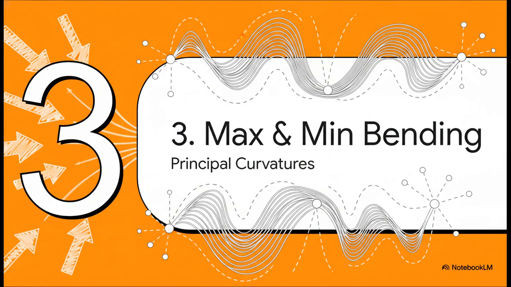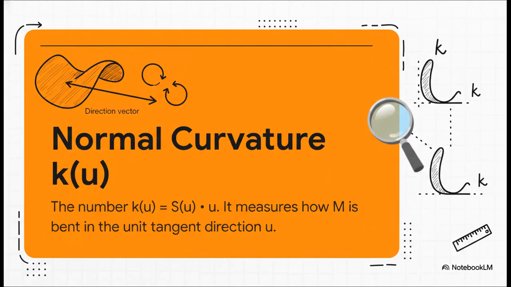Okay, so the shape operator spits out a whole vector, which is great. It tells us all about the tipping. But what if we just want a single number? Like, how bendy is it from 1 to 10? We need a way to distill all that information down. Well, that's where something called normal curvature comes in.